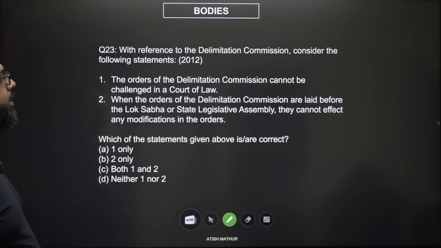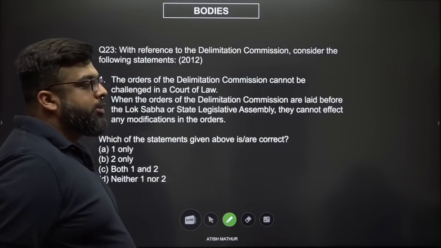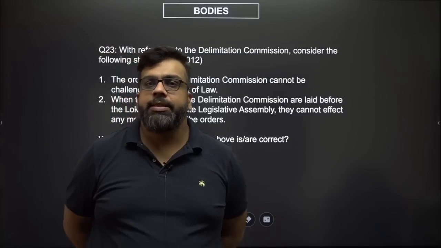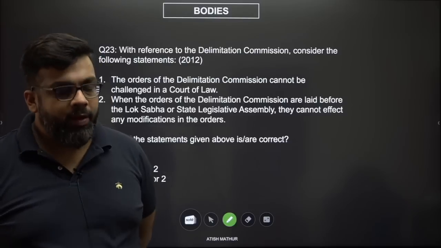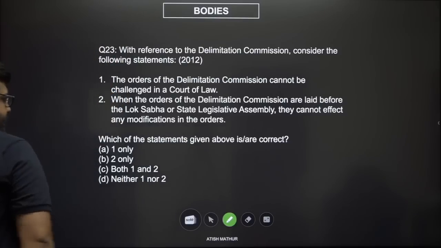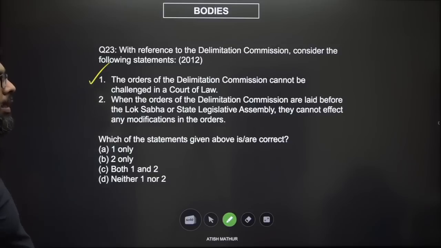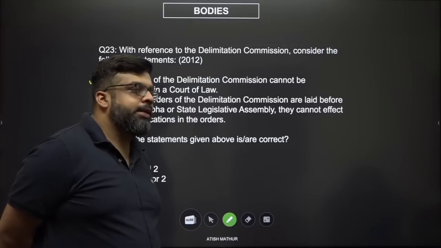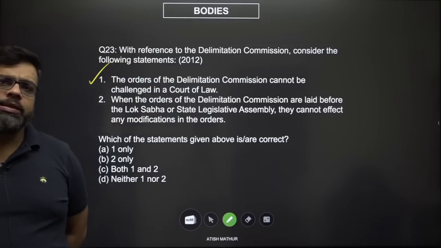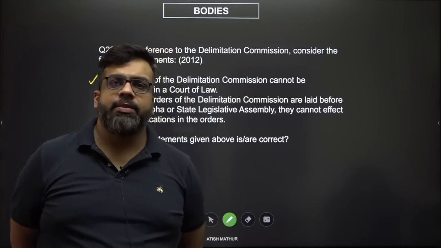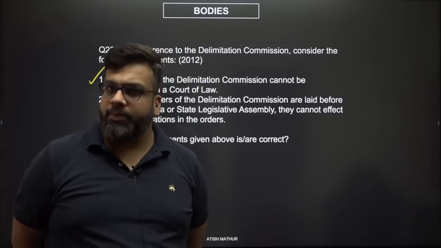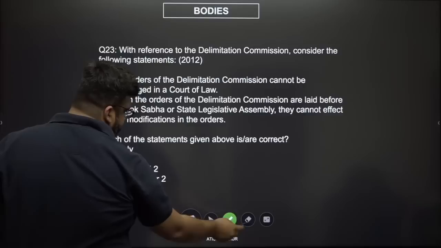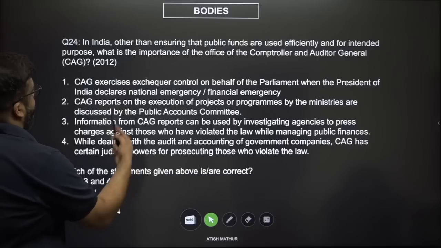So first, the orders of the Delimitation Commission cannot be challenged in a court of law. This is true because delimitation reorganizes the geographical boundaries of a constituency based on population changes, and the elections have not happened yet. So it would be a violation of separation of powers. This is absolutely correct. Now the Delimitation Commission is supposed to be independent. If the legislatures could amend the orders of the Delimitation Commission, then you would make sure that the constituencies are drawn in a certain way that each constituency has a majority voting population that will vote the party back in power in the next elections. So both of the options are actually correct. The answer should be C, a simple devil's advocate theory and separation of powers.